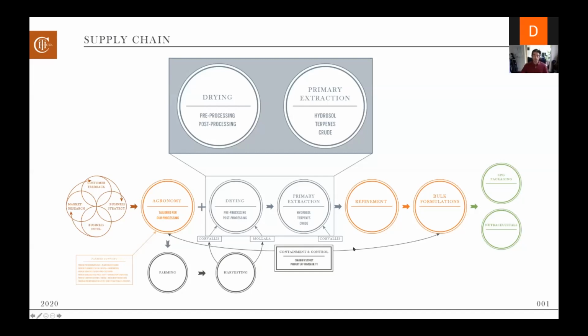We participate in agronomy, drying, primary extraction, refinement, bulk formulations, along with co-packing and nutraceuticals. However, for the purpose of this conversation, we're going to focus on drying and primary extraction and how each of those sectors impact the rest of our supply chain. What are the key advantages and disadvantages of your sectors?